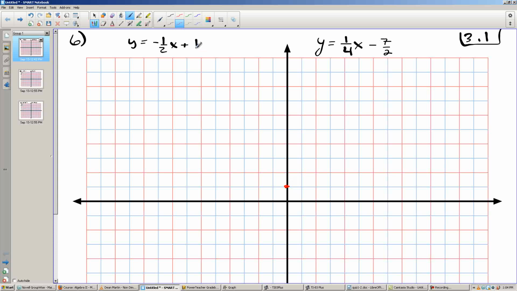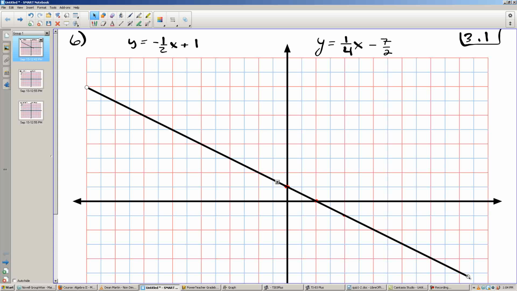So this first graph has a y-intercept at 1, and it has a slope of negative 1/2. So down 1 over 2, down 1 over 2. So I'm going to get a line. I'm going to connect a line through all these points. All right, very good. Right through there, and I'll even extend it on down here.